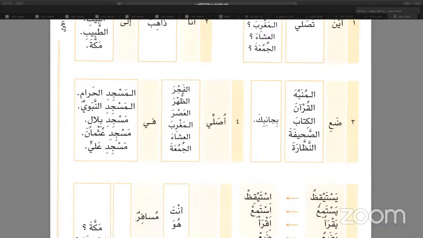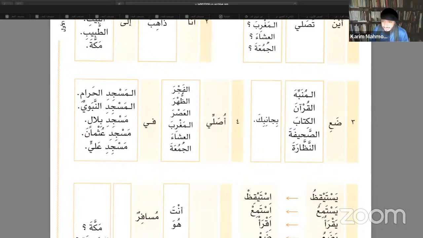Pray Fajr in Masjid al-Haram. Masjid al-Haram is the sacred masjid, meaning the masjid of the Kaaba.